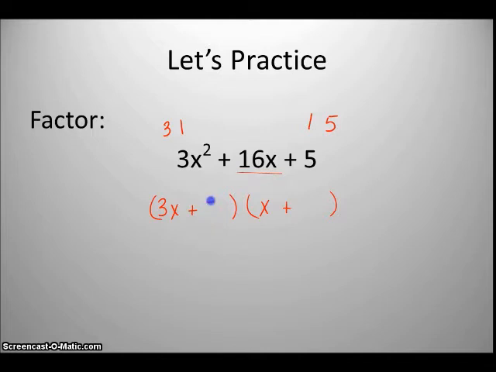So if that doesn't work, I'm just going to switch them. So now I'm going to try 1 and then 5. I'm going to check my smiles again. 1 times x gives me 1x. 3x times 5 gives me a positive 15x. Now when I combine this, I get 16x. So that is the correct factorization.